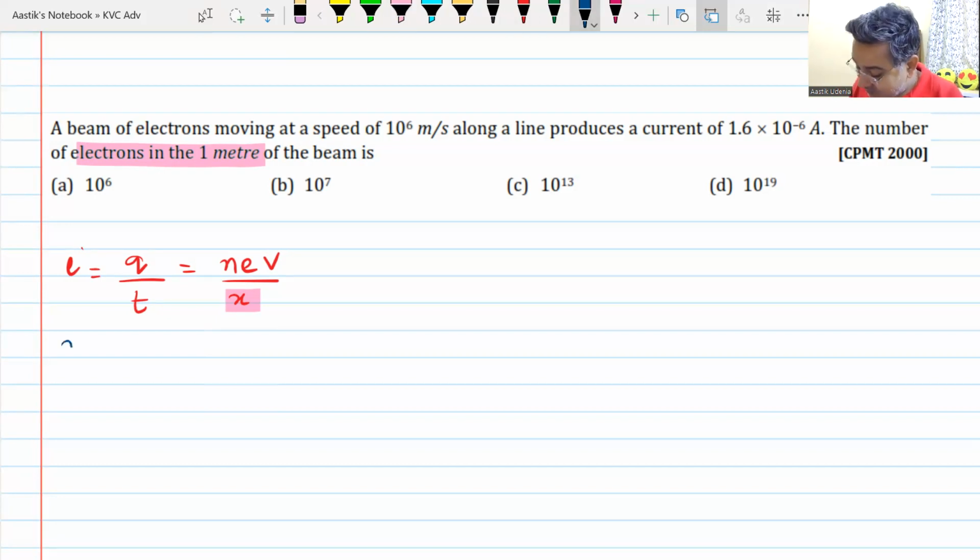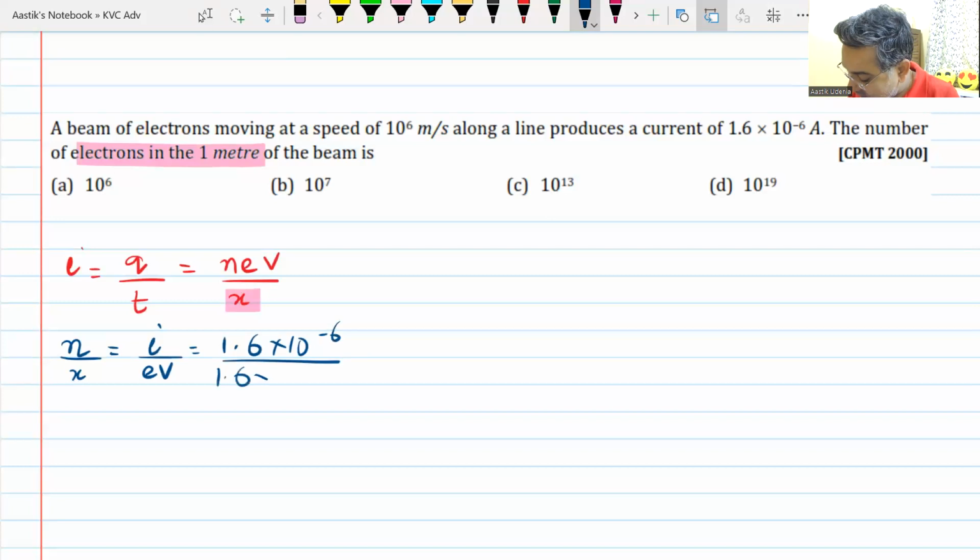So from here I can find the number of electrons in 1 meter, n by x. Number of electrons in 1 meter, n by x, is I divided by ev. I was given as 1.6 × 10^-6, divided by the charge of an electron, 1.6 × 10^-19, multiplied by 10^6, and that should have been your answer. The answer from this calculation is 10^7 electrons in 1 meter of the beam.